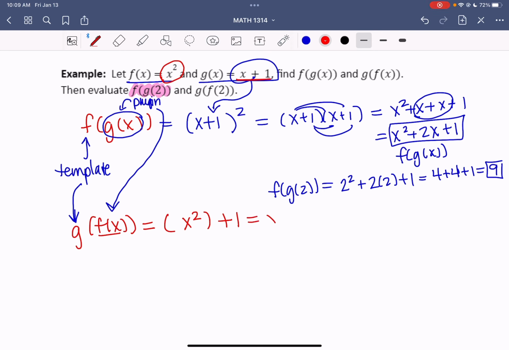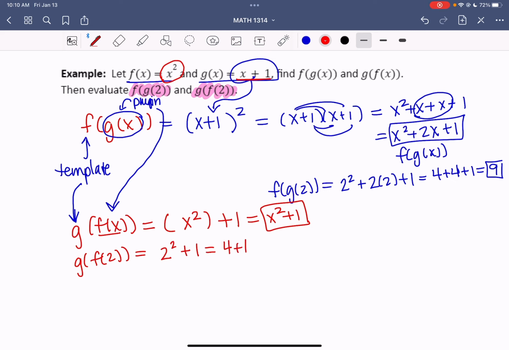Now with this one, the cleanup isn't bad. I can't really do anything else with it. It would just result in x squared plus 1. But again, follow-up question, we can now plug in 2 into that equation. And so what is g of f of 2? I just plug 2 into this equation I've created. So it gives me 4 plus 1, which is 5.